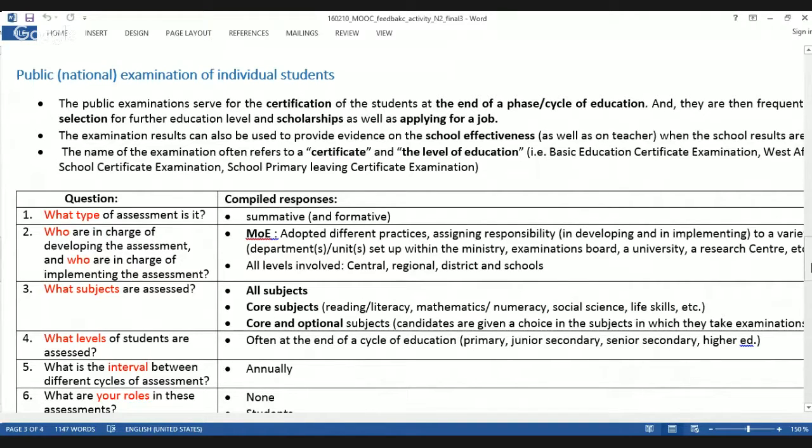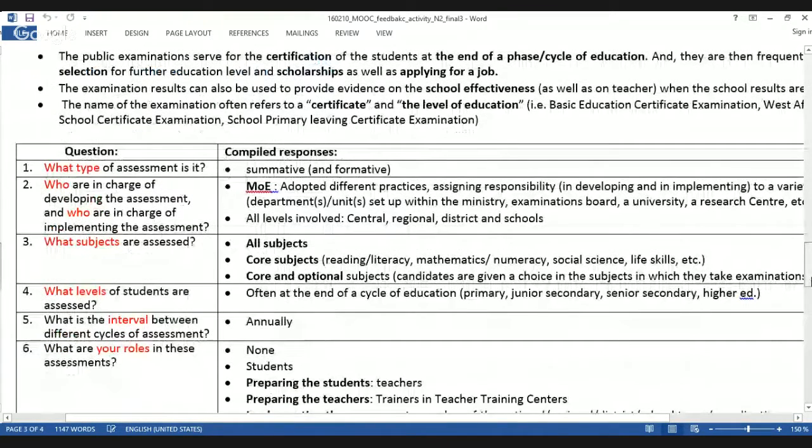So what type of assessment is it? It is mainly summative, but it can also be used as formative. So this is a discussion that we could have with Miyoko. Who is in charge of developing and implementing? It is the Ministry of Education.